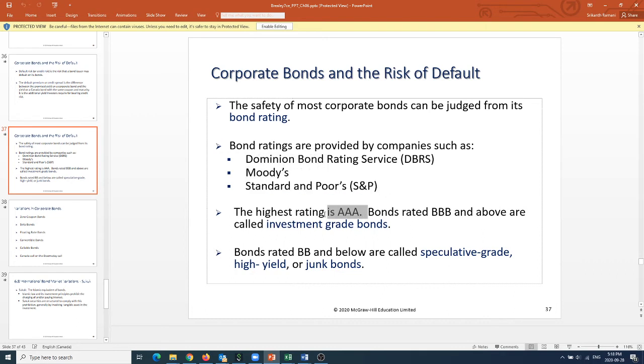Okay, so typically, let's go with the S&P methodology. The highest rated bond is given a rating of AAA, and it goes from AAA, AA plus, AA minus, all the way down to triple B, and it keeps going on to C and D as well. Any bond rated triple B minus and above is known as an investment grade bond, and anything below that is known as speculative grade bonds or junk bonds.